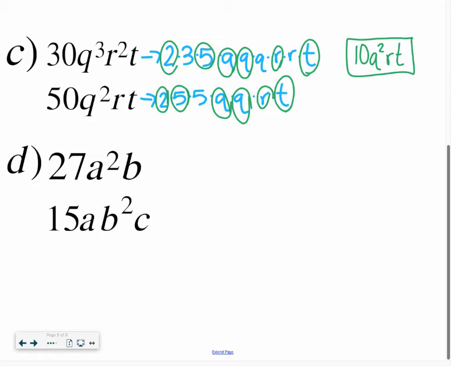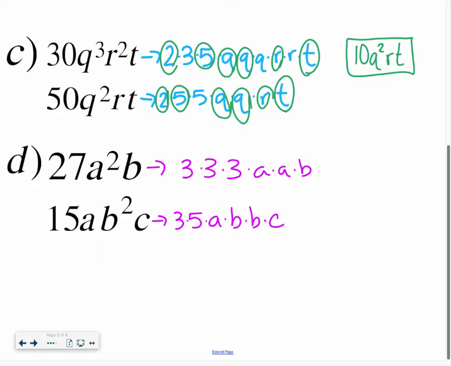27a squared b can be broken up into 3 times 3 times 3 times a times b. 15ab squared times c is 3 times 5 times a times b times b times c. If you're not factoring these as quickly as I am, that is okay. It's going to take some practice, okay? If you need help with it, be sure to reach out and ask for some help, okay? I'm just trying to go a little faster through this so that way we get through the lesson in a reasonable amount of time, okay? You can always rewind and rewatch.